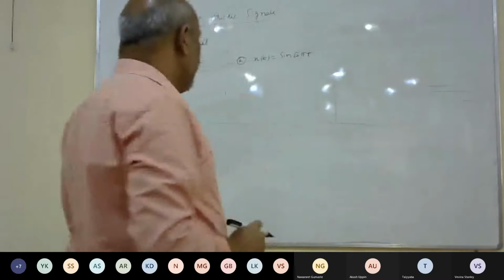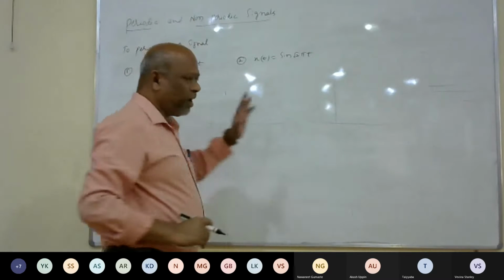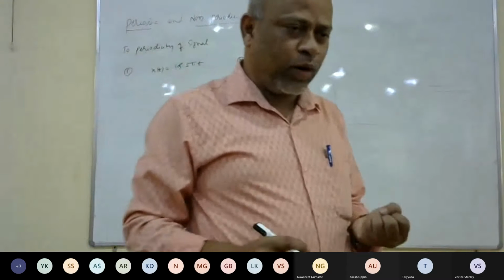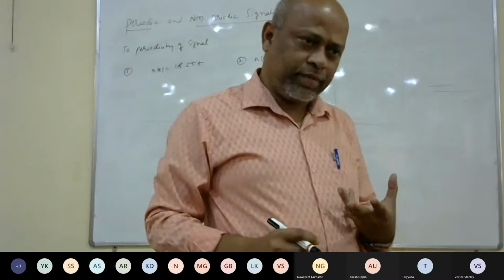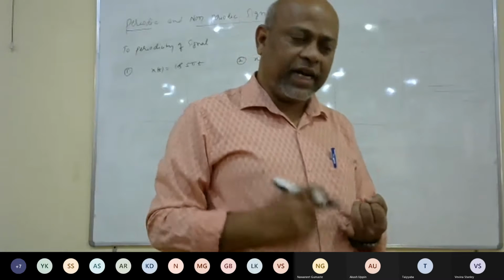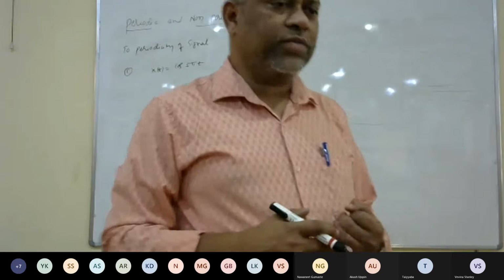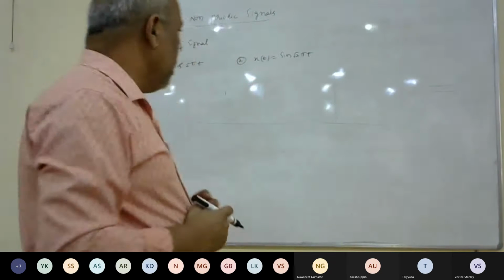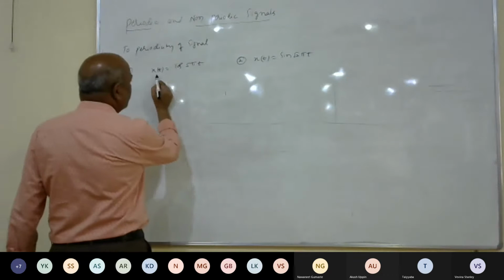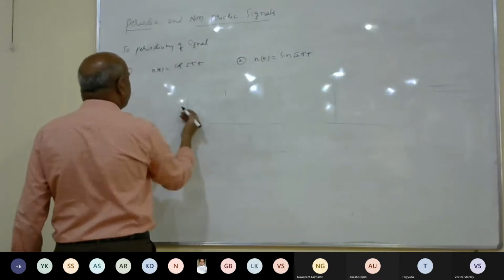When you have this type of situation, if it is not represented graphically, there is another method of finding out whether it is periodic or non-periodic. If you say it is periodic, you should find its fundamental period. If you say it is non-periodic, then you don't need to find its fundamental period. Now, the first signal is x of t is equal to cos of 5 pi t.